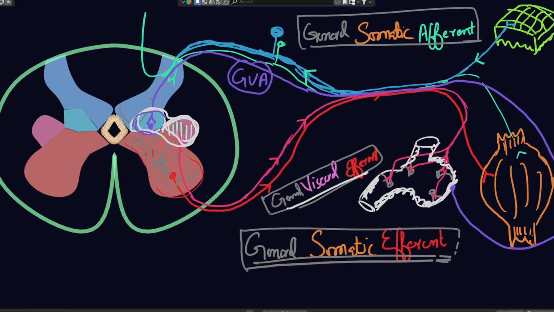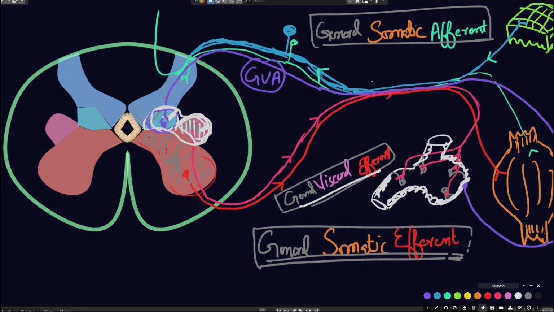Now, if you go with the majority, then the lateral gray column of the spinal cord is derived only from the basal plate. But of course, if we consider this part as well, then it is derived from both. This part is derived from the alar plate and this part is derived from the basal plate. So if we consider both, then it is derived from both of these structures.